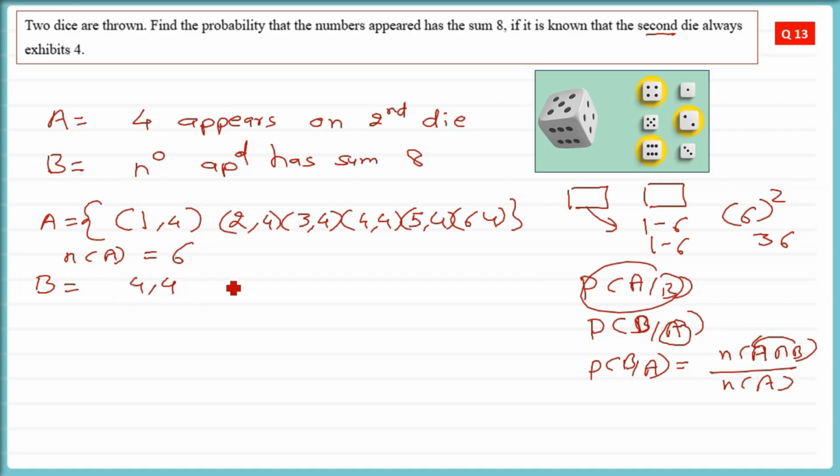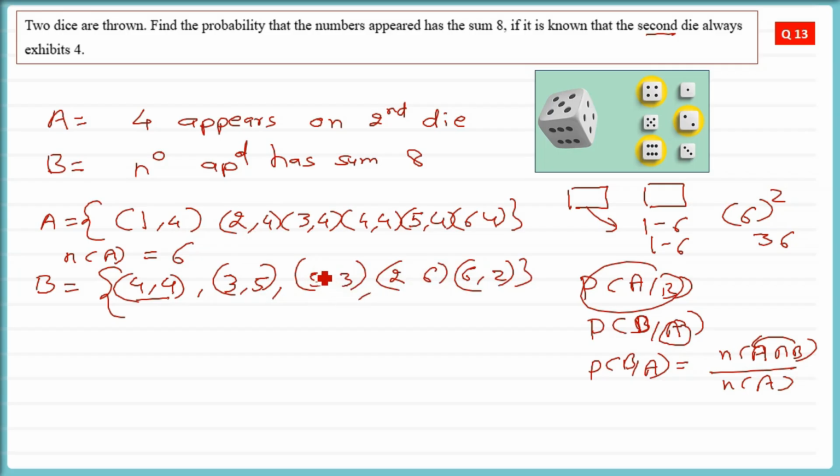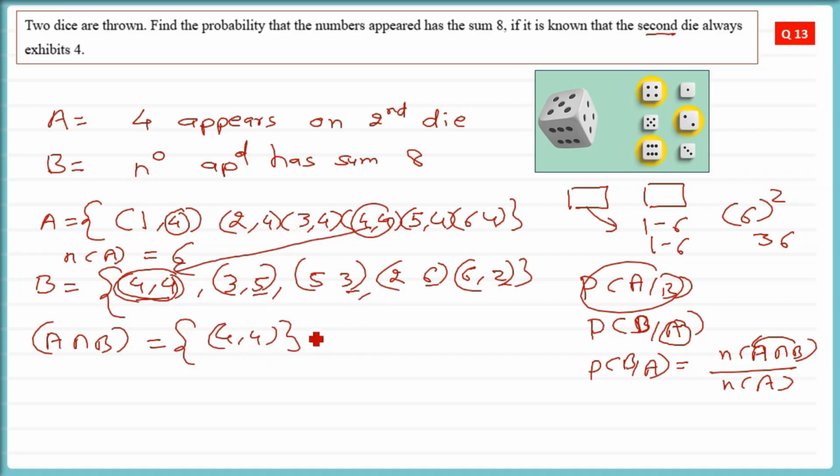So B is number appeared has sum 8. So 4 4 gives you 8, 3 5 gives you 8, then 5 3, then 2 6, and 6 2. So 4 4 can come in both of them, but this set has the property that redundancy cannot be there. So only one 4 4 will come. Now what is A intersection B? A intersection B means we have to find those elements which are common in A and B, found both in A and B. So 4 is fixed in the first case for the second die. So only this 4 4 can be taken, or this value is the only common value between A and B. So only one element is there.